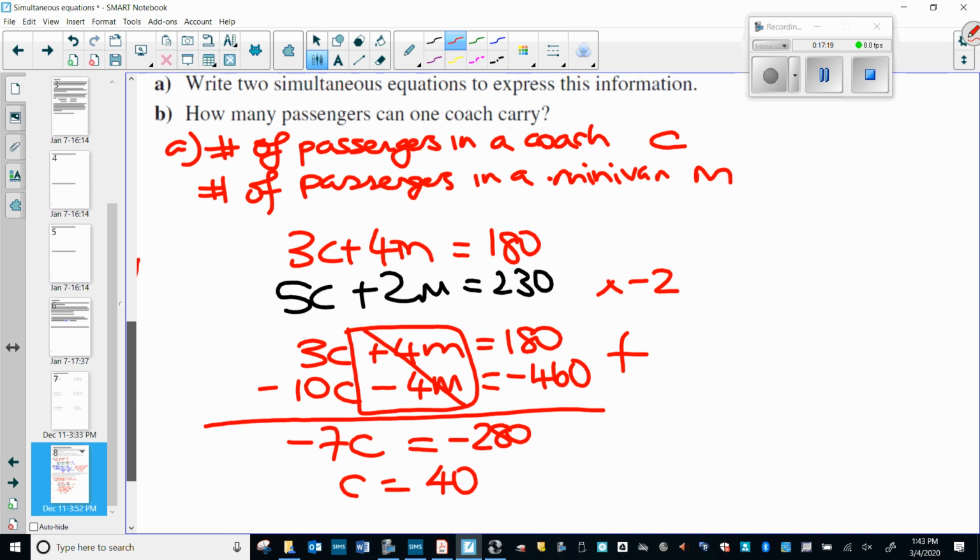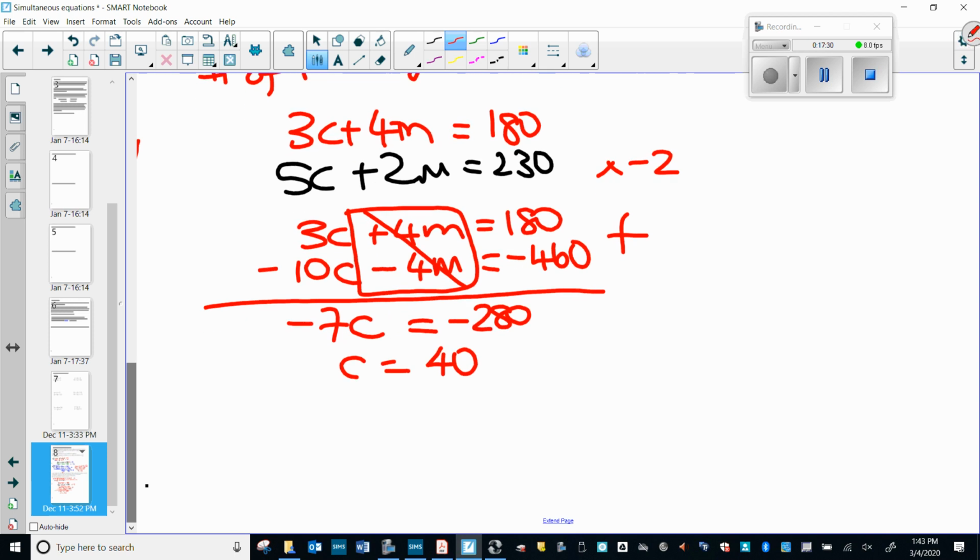Okay, so in this case, do we need to continue? No, because all they've asked us is how many passengers can one coach carry. So we've actually finished. If we were to continue, you substitute this into one of these equations. Does it matter which? No, any of them should give you the same answer. Are we all good with that? So we're going to now practice.